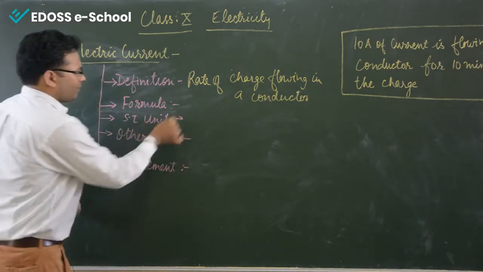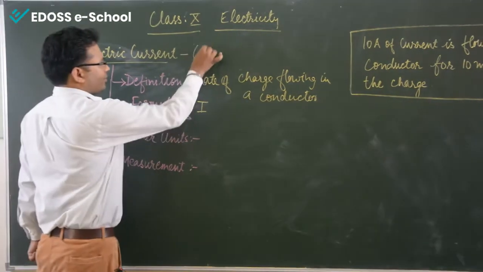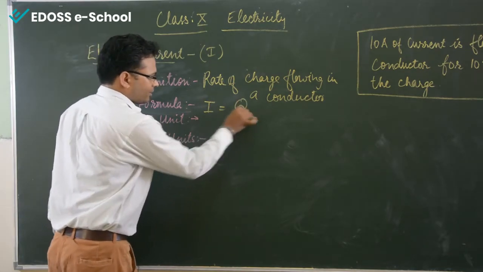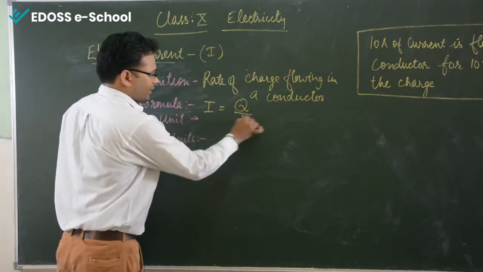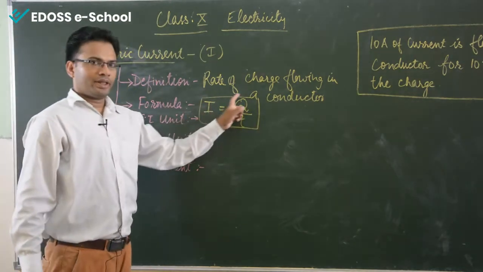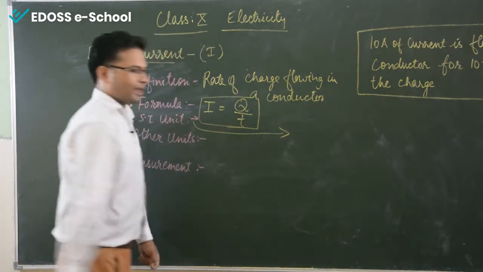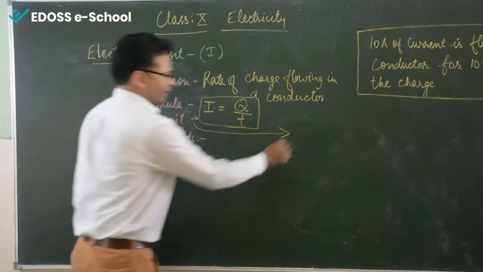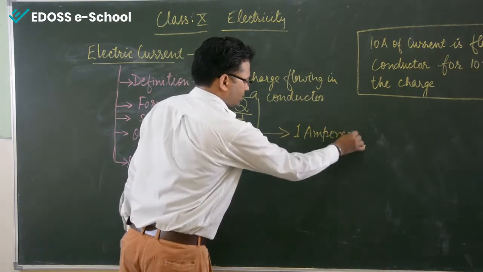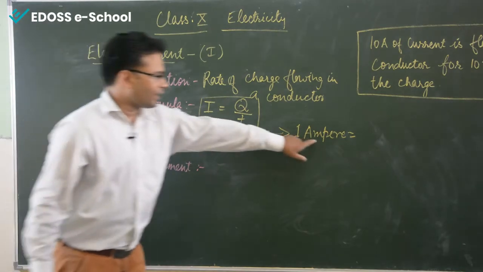Okay, so the formula is like this. Electric current is denoted by capital I. So capital I is equal to the amount of charge flowing, capital Q, divided by time, the rate. This is the formula for electric current: electric charge divided by time taken. Now the SI unit of current, from this we can derive it. The SI unit of electric current is Ampere.